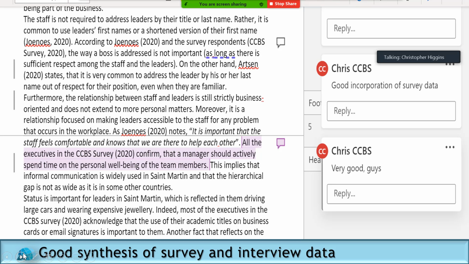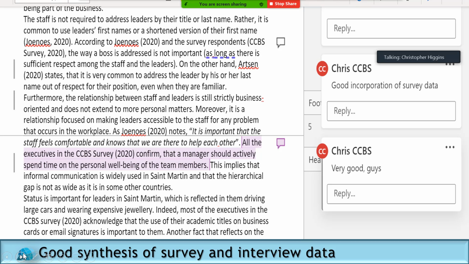Another nice example, again, I think, from St. Martin. In purple, they say, as Janus notes, then they have a direct quote, it is important that the staff feels comfortable and knows that we are there to help each other. So again, what are we looking for there? Ideally, we want either an example or some support from academic research, or in this instance, from survey data. All the executives in the CCBS survey confirm that a manager should actively spend time on the personal well-being of the team members. Now, some teams might just leave it there, job done.